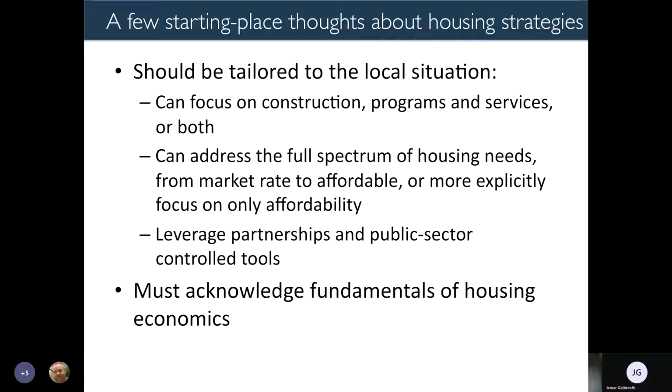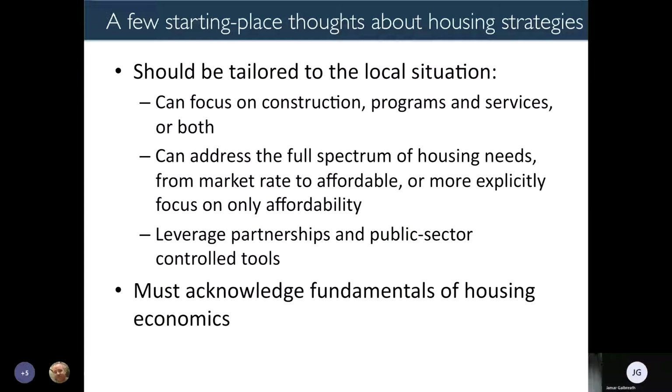Housing strategies can address the full spectrum of housing needs. I'm currently in Portland, Oregon, and I do a lot of work in Oregon. And in Oregon, we have to look at the entire spectrum of housing needs over 20 years for affordability at all price points. So sometimes that's the approach that can be taken, but sometimes they more explicitly focus only on affordability, and we'll want your feedback and thoughts about where to focus on that spectrum.